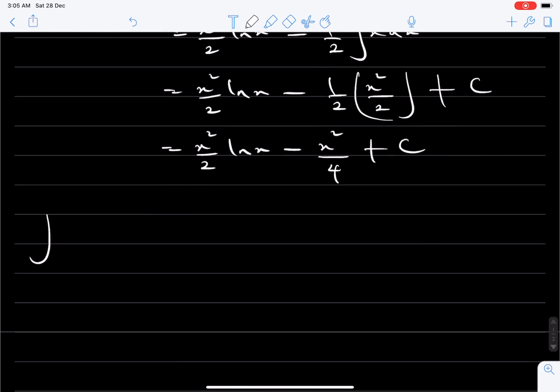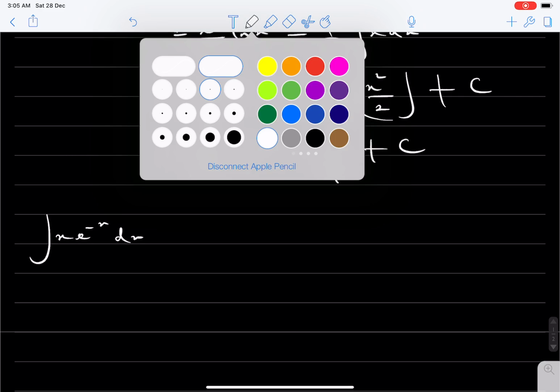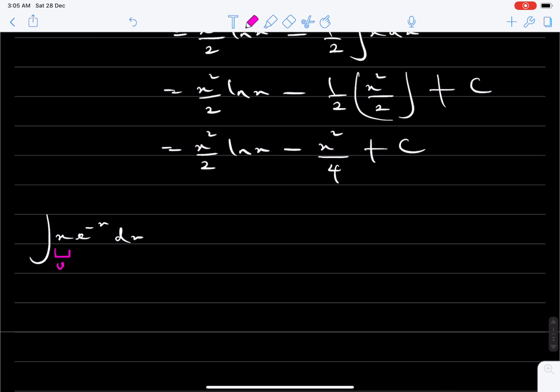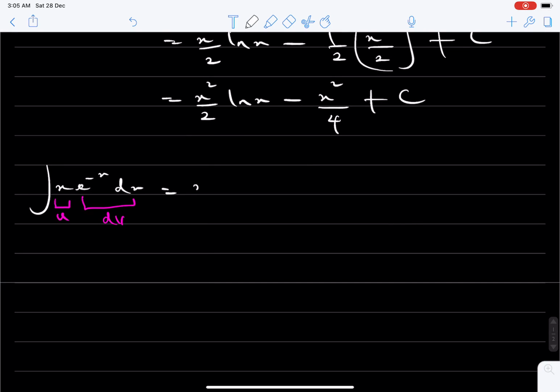Let's take another one. Evaluate the integral of x e raised to power minus x. What is u here? u is x, and dv is e raised to power minus x dx. Now we can integrate. That will be uv, which is x multiplied by v, which is minus e raised to power minus x, minus the integral of v, which is minus e raised to power minus x, du.